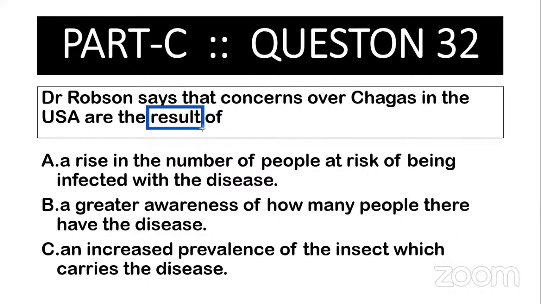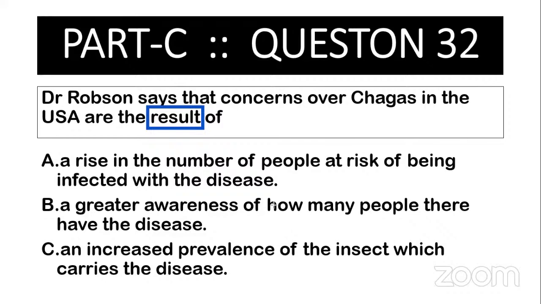I already taught you in part A. After "of," there will be a noun. Something. What is that something? Try to understand that. That something: a rise in the number of people at risk of being infected with the disease. A rise in the number of people at risk of being infected with the disease. Okay. A greater awareness of how many people there have the disease.